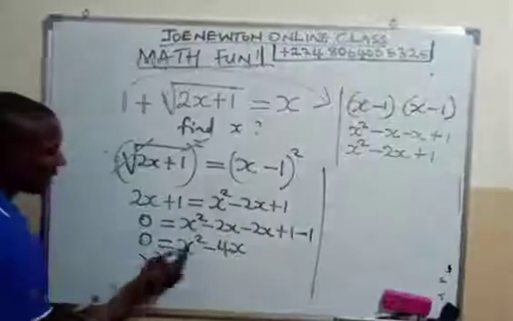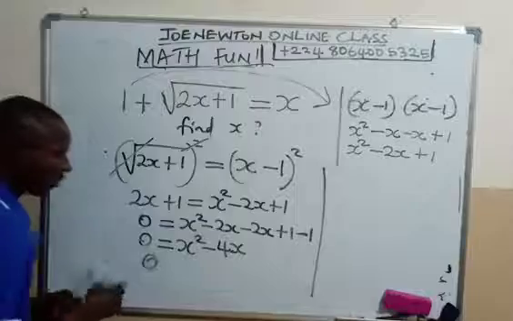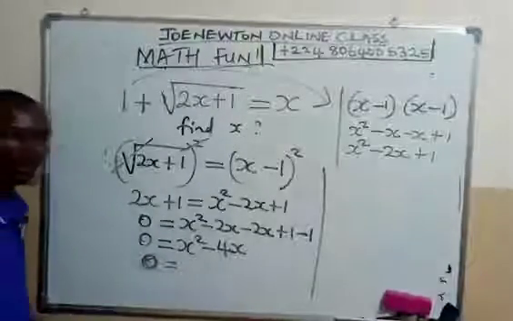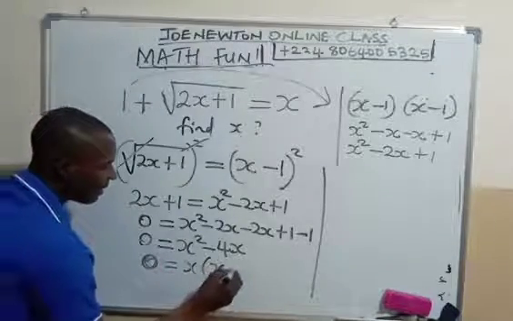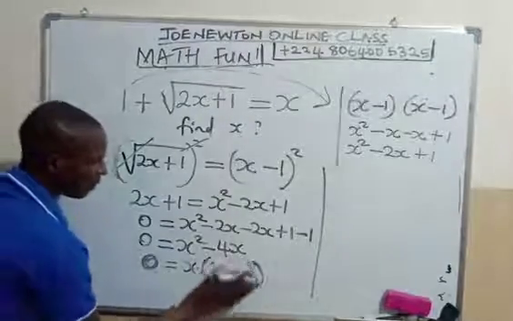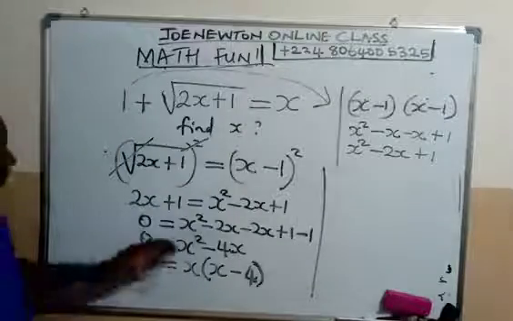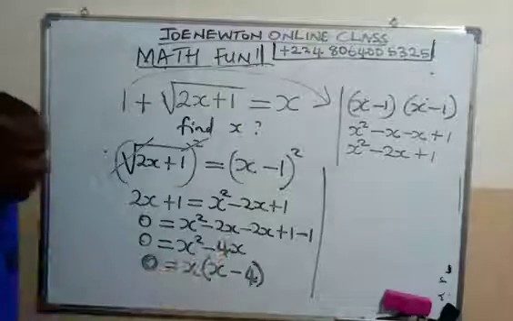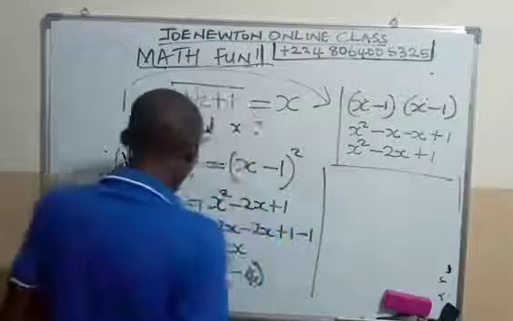Then for this, we can factorize. So we can factorize this. First, factorizing this, we have that 0 is equal to x bracket x minus 4. So when you factorize, you have this, because x times x is x squared, x times minus 4 you have what? Minus 4x.